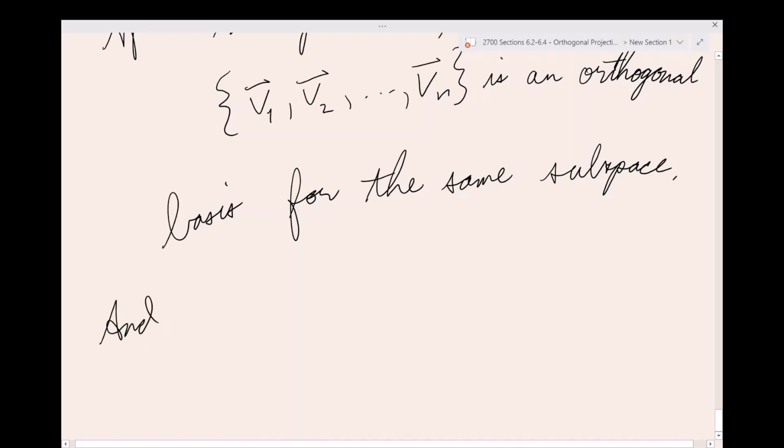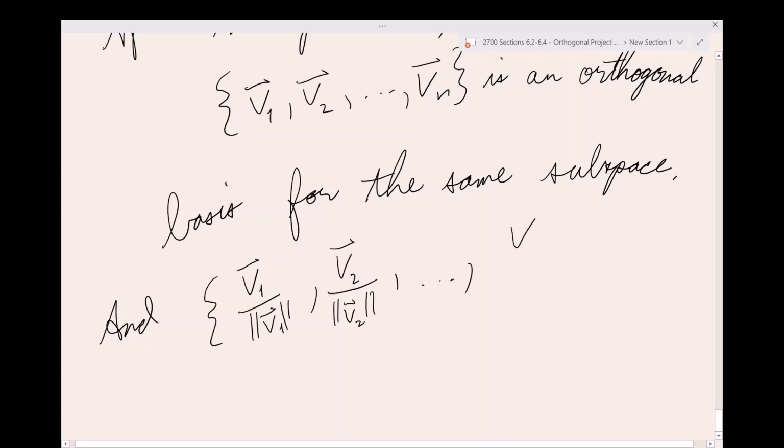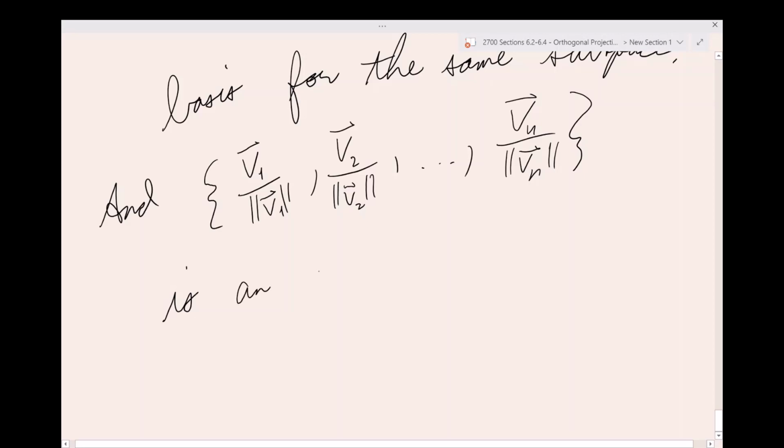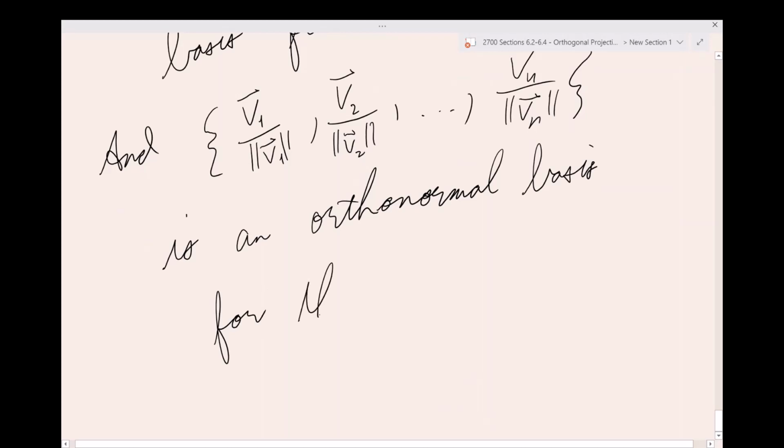And if I want to go further, I could take each of those and then scale it by 1 over its own magnitude. So take all those, divide each of them by its own magnitude. And then I would get an orthonormal basis for the same subspace.